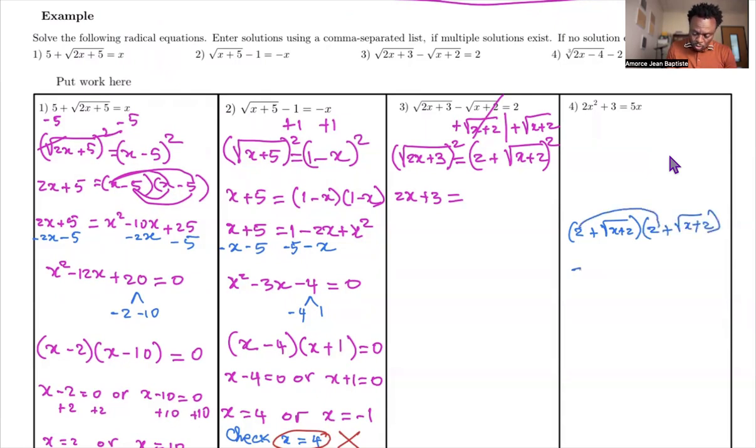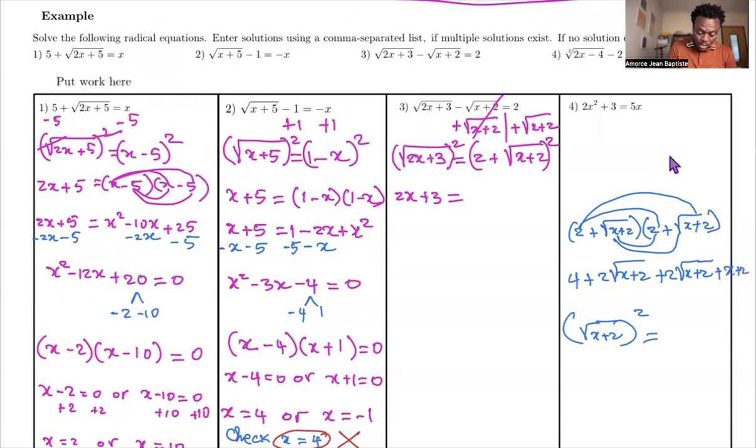Distribute this, that's 4 times 2 plus 2 times the square root of x plus 2. This is 2 plus 2 square root of x plus 2 again. And then we get this times this. That's going to be the square root of x plus 2, squared. That is just x plus 2. So plus x plus 2, right?